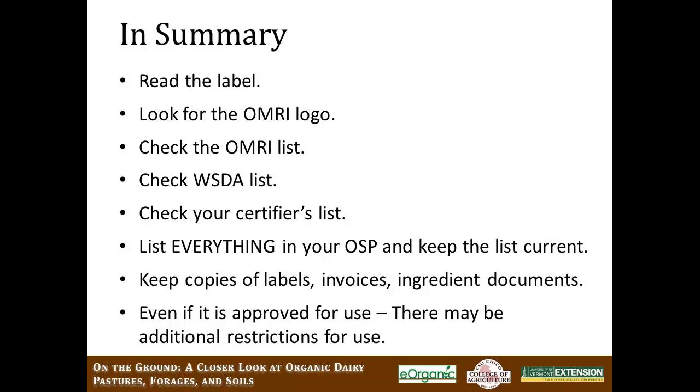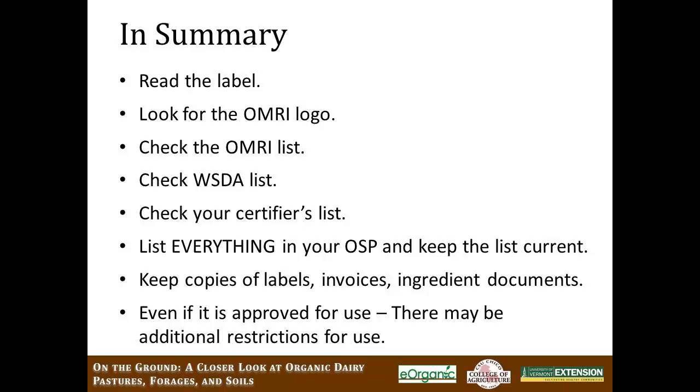So just to summarize, looking at the process of understanding what is allowed and not allowed for use on organic farms, it's important to read the label and also keep copies of the label. Look for the Omri logo. That will make the approval process for materials much simpler. Look in the Omri list. Looking specifically at the brand name products list will be more useful, but also the generic materials list can sometimes be useful. Look on the Washington State Department of Agriculture list. If your certifier has a list, you can check there.